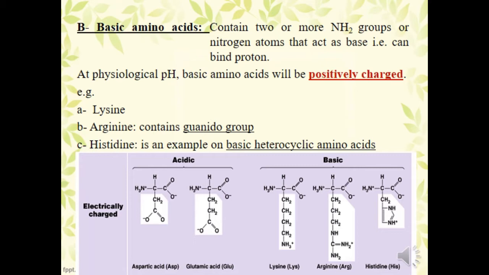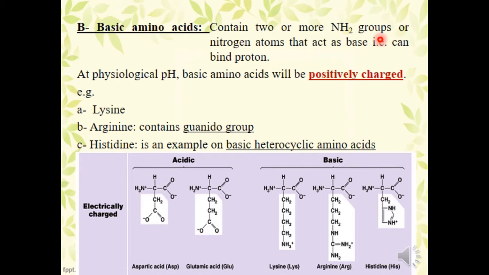Next, we move on to the second classification of amino acids based on the chemical structure, which is basic amino acids. So we have covered the neutral amino acids. Next, we move on to basic amino acids. Basic amino acids will have two or more NH2 groups or nitrogen atoms, and this nitrogen will act as a base, the one that can bind protons. So at physiological pH, basic amino acids will be positively charged.